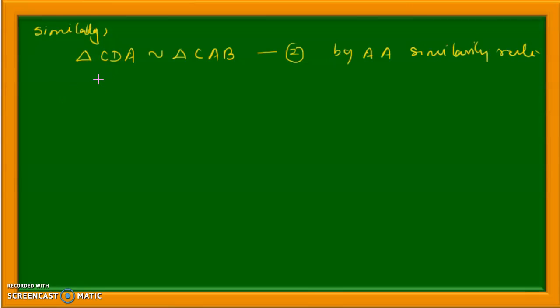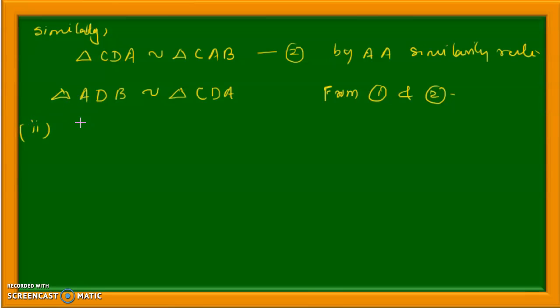So both these equation 1 and 2, what can we say? Therefore, triangle ADB is similar to triangle CDA, because both these triangles are similar to the same triangle. Correct? We can write that from these two equations 1 and 2. First part over, and the second part: you are asked to find AD. So both these triangles are similar.